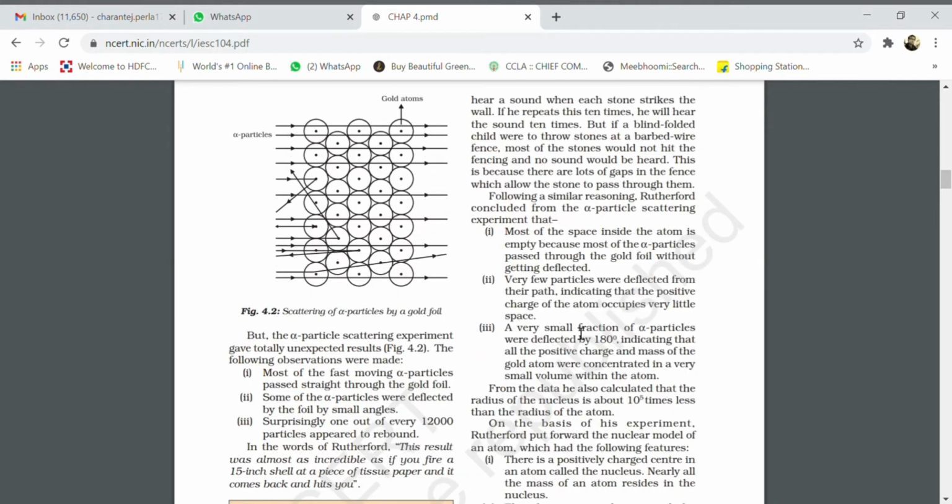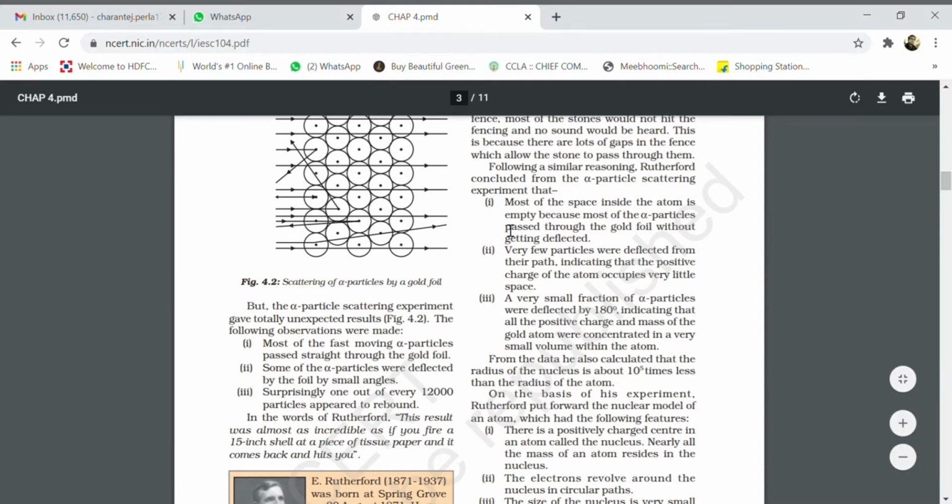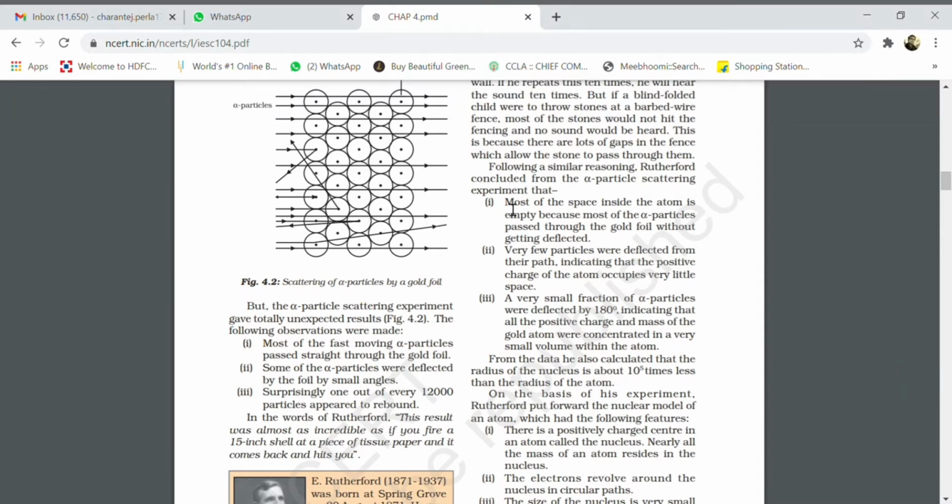The observations he saw were that most of the fast moving alpha particles just passed through the gold foil, and only a few alpha particles were deflected, moved at a small angle, and one in 12,000 alpha particles rebounded at 180 degrees. From these observations, Rutherford gave his model of the atom. So these are the points.